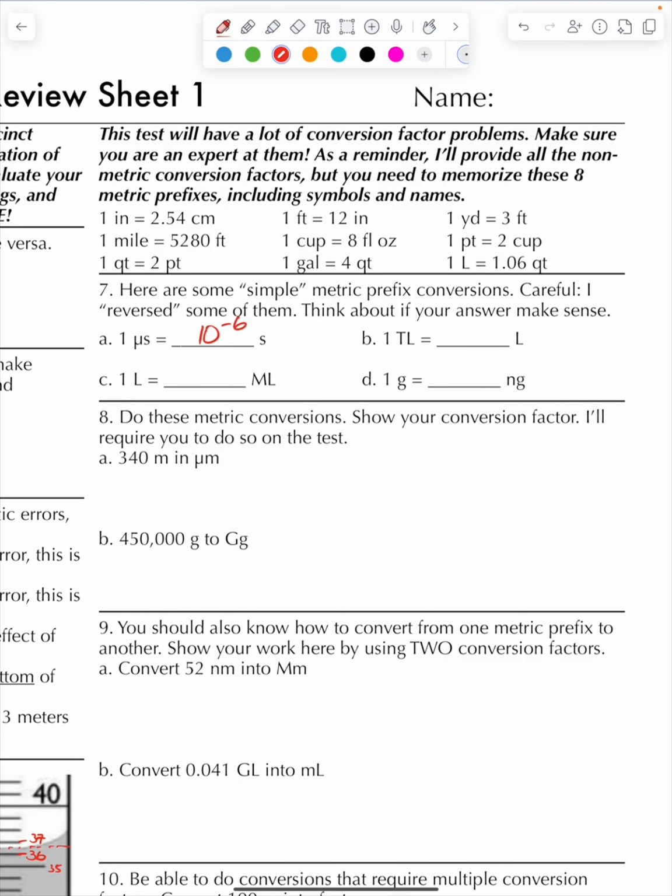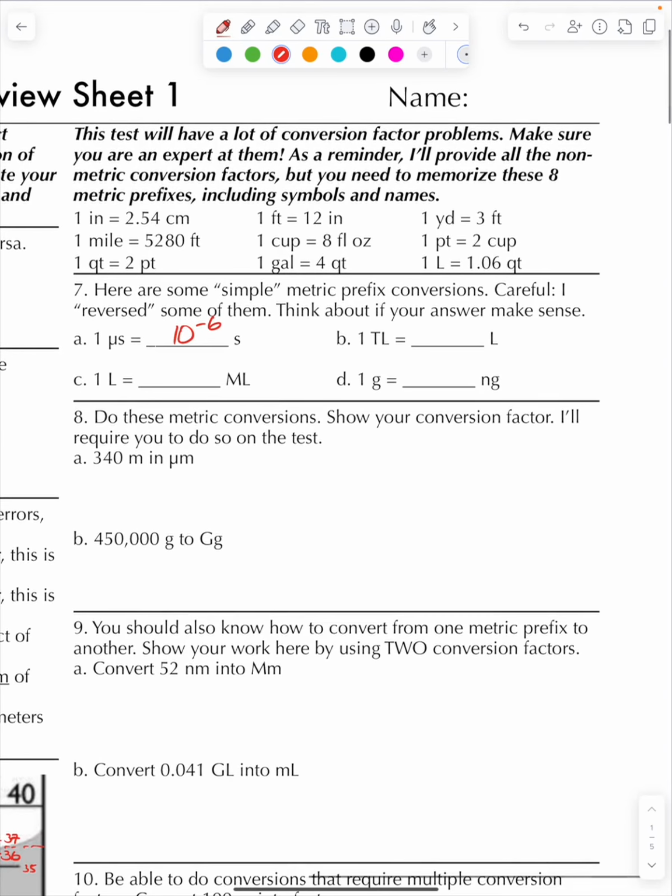Okay, what about 1 teraliter? That's a big volume, equals how many liters? Again, I'll purposely do it the wrong way. I'll say, I know tera is something like a trillion or a trillionth. So I'm gonna say, a teraliter is a trillionth of a liter. Now think of that. A trillionth of a liter, you couldn't even see that. And a teraliter, I think you have an idea, is a huge volume. So that seems wrong. So let's get rid of that and say that it's a trillion liters in a teraliter.